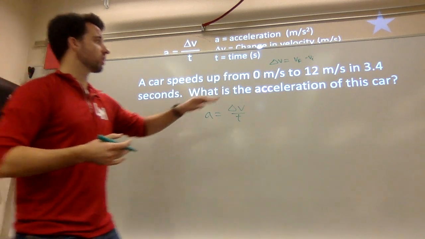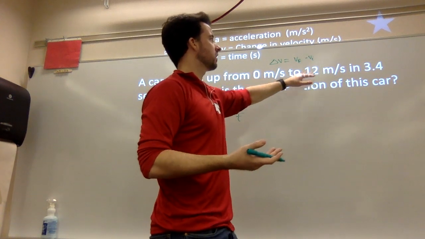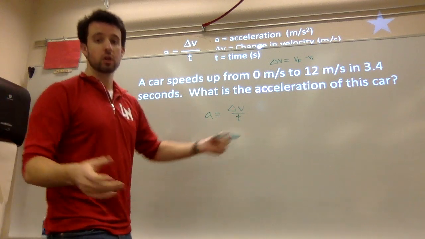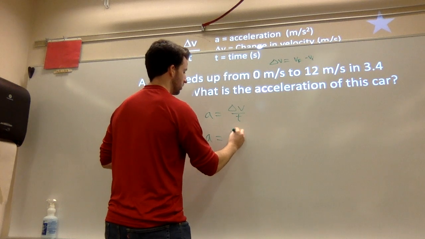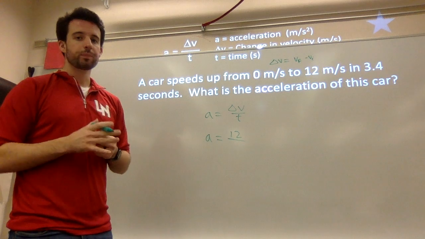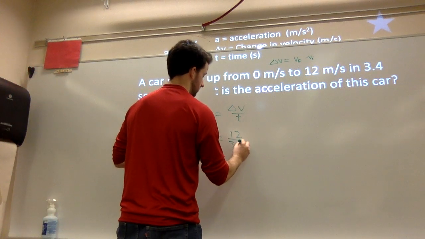So in this case, we start with an initial velocity of 0. So our change in velocity is also just our final velocity, 12 meters per second. So instead of writing down delta V on my new equation, I'm going to write down 12, because that is my change in speed. Then the other part is time. Time is 3.4 seconds.